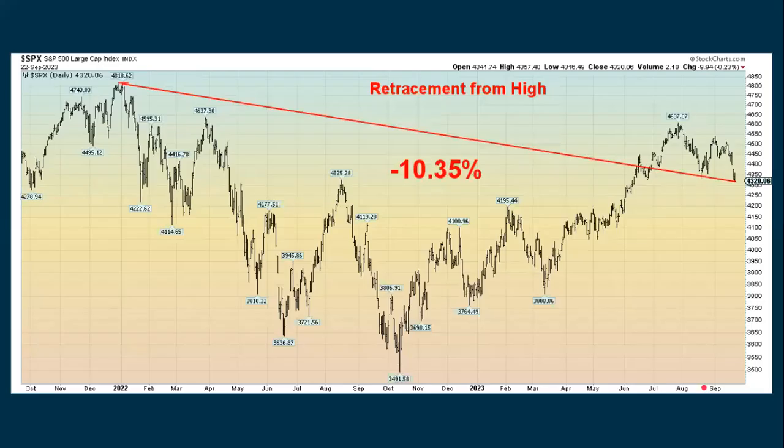We keep an eye on where we are in relation to the all-time high. We're down 10.35% from when we set the high back in early January 2022. And over on the right-hand side is about where we closed on Friday.